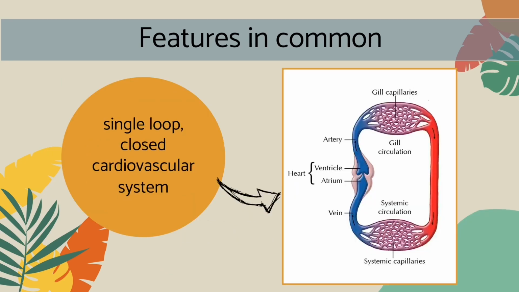Third, they have a single loop closed cardiovascular system. In fish, the heart only has one atrium and one ventricle. So how is the blood flow? First, the ventricle carries fully deoxygenated blood to the gill capillaries to be oxygenated. And then the artery will carry fully oxygenated blood from the gills to various parts of the body. When the cells use the oxygen, the deoxygenated blood returns to the atrium of the heart.